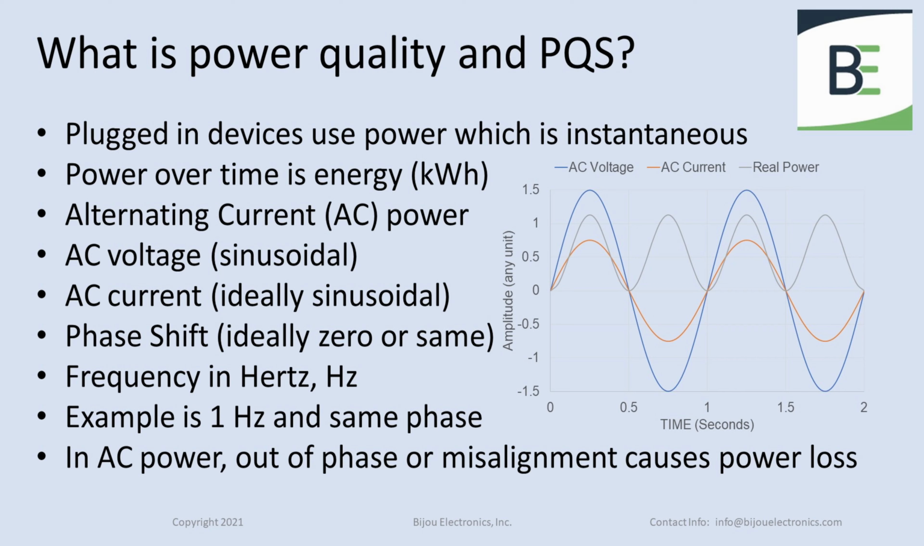Everything that plugs into the wall uses some power. Power over time is energy. More power means more energy. The power from the wall is alternating current, or AC power. The components of AC power are voltage, current, phase, and frequency. These are all values derived from physics equations.